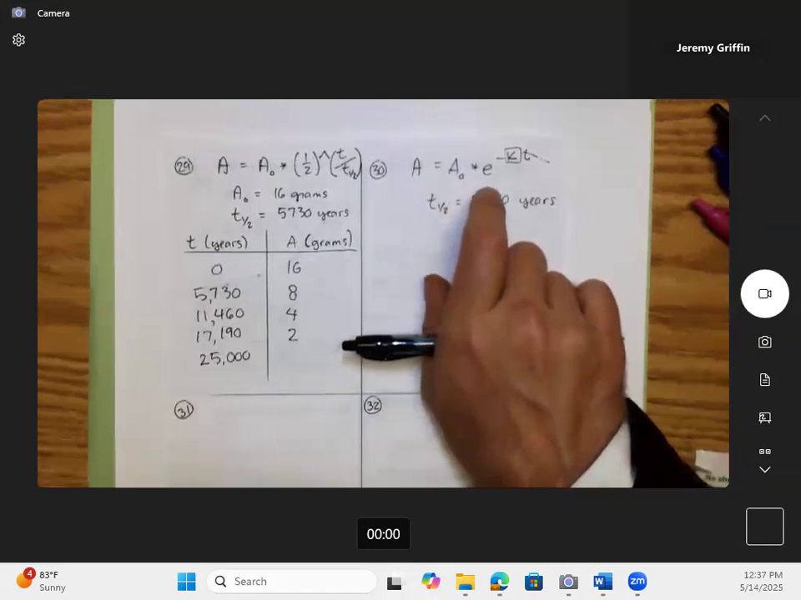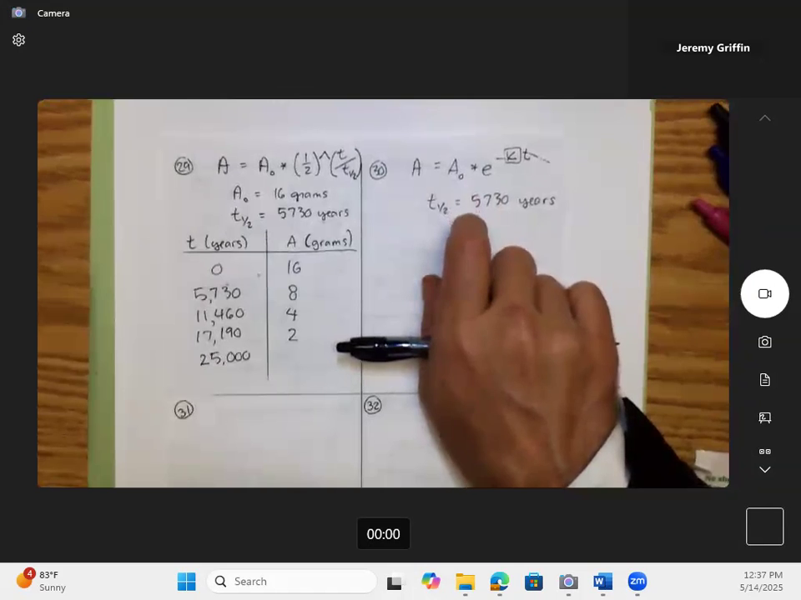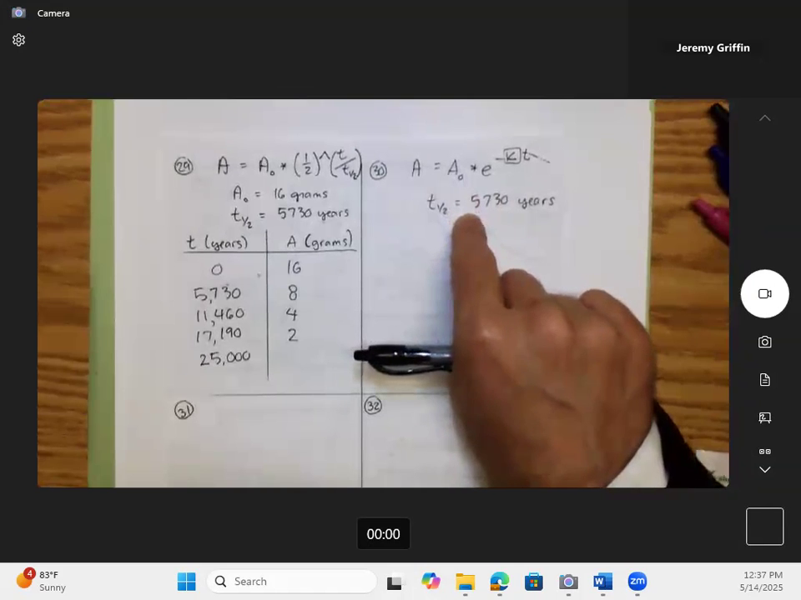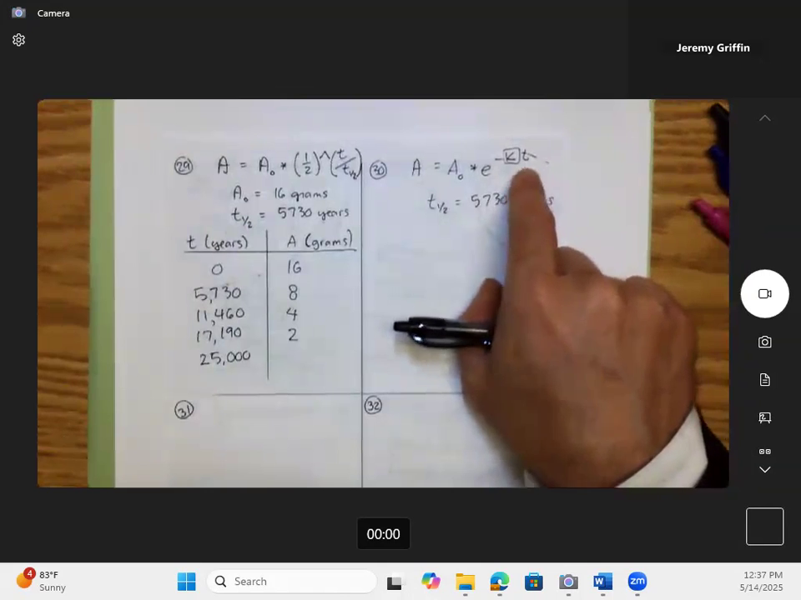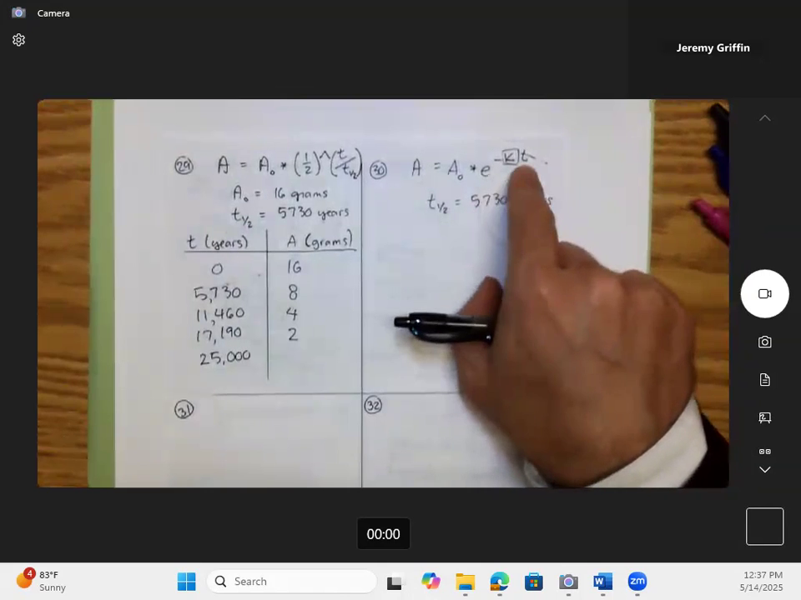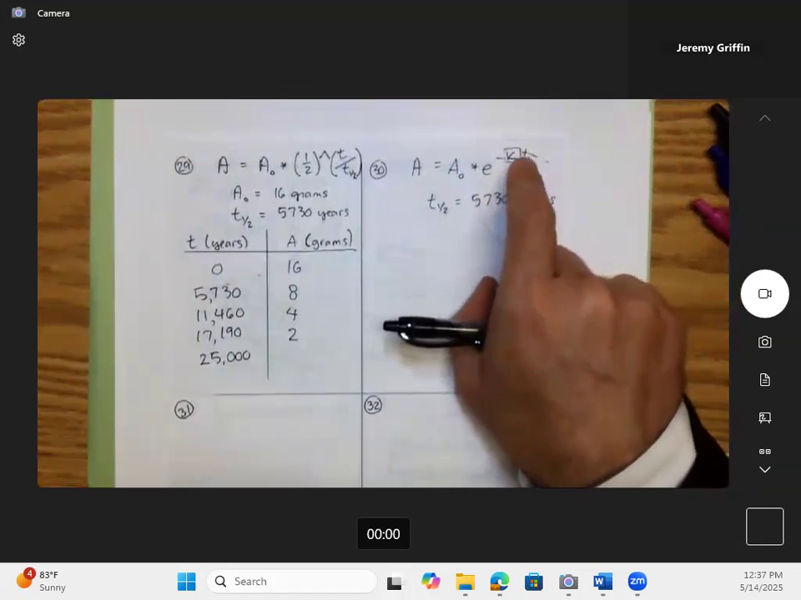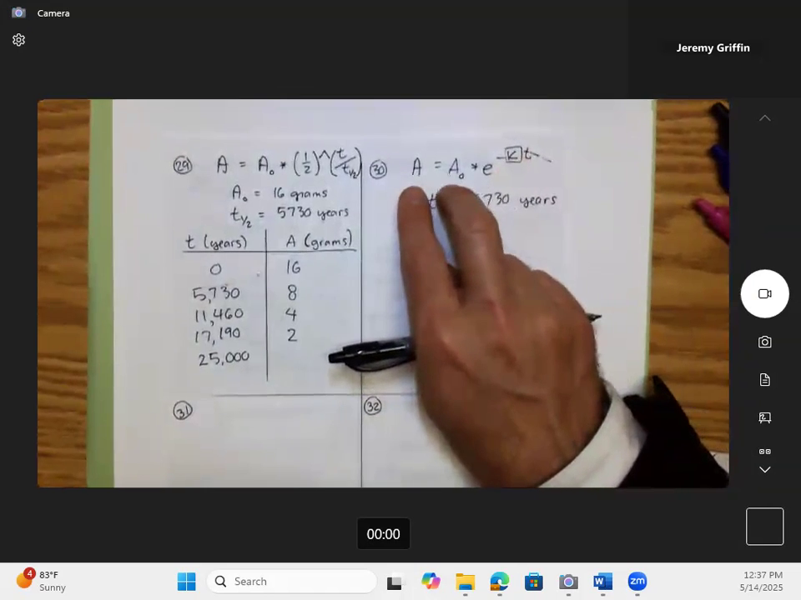Now, here, how about this? What if I plug in this half-life for the time? Now, this is a variable time. You can plug in any time. What if you happen to plug in exactly the half-life into that time? If you did that, what do you know about the relationship between this A versus this A naught?